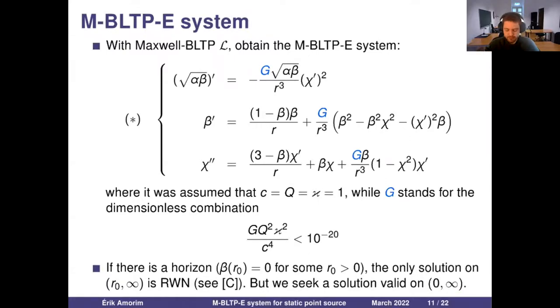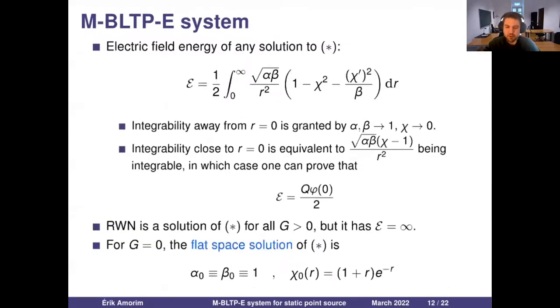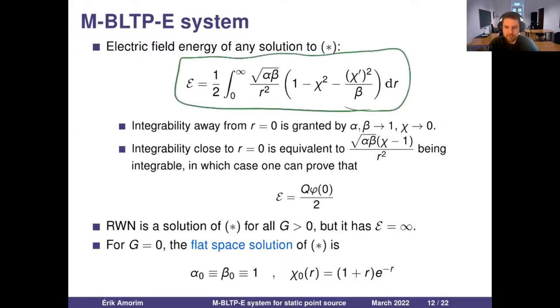All right, and the idea of their proof doesn't hold for our case. In fact, I'm going to show that you can find a meaningful solution. Meaningful means it has a finite energy. So let's talk about this energy. The electric field energy of any solution of that system is this particular integral, again an integral that you get from the T mu nu tensor.